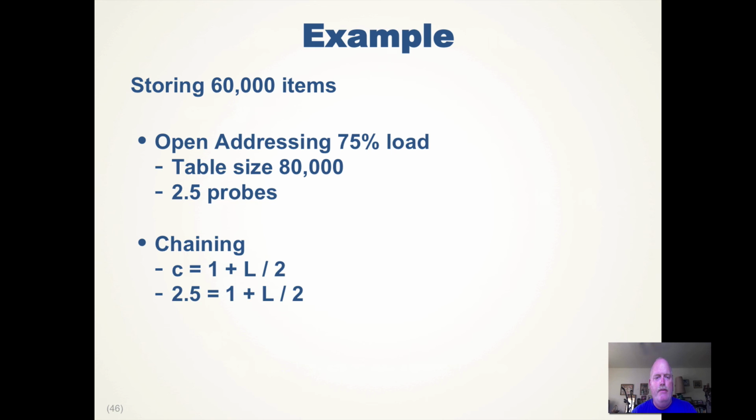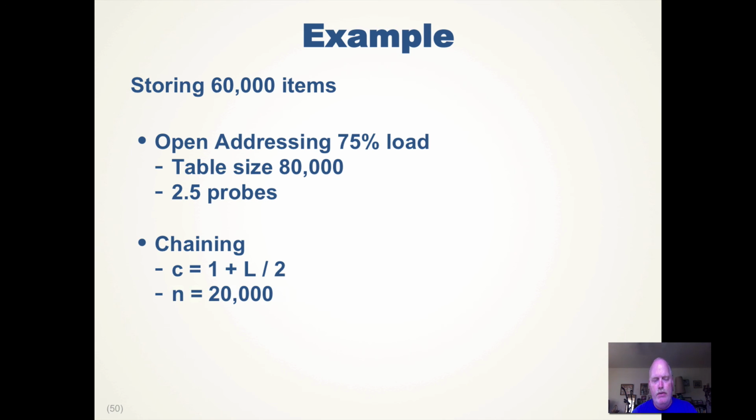So in order to have 2.5 probes for chaining, we can calculate our load factor. So C was 1 plus load over 2, so 2.5 is 1 plus load over 2. Then we can multiply by 2, so we get 5 equals 2 plus L, so we subtract 2 from both sides. 3 equals L, and that's the load factor. The load factor is the number of items we're storing divided by the table size. So we can come up with the table size.